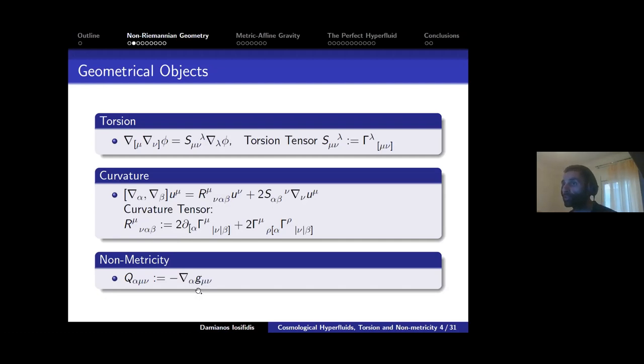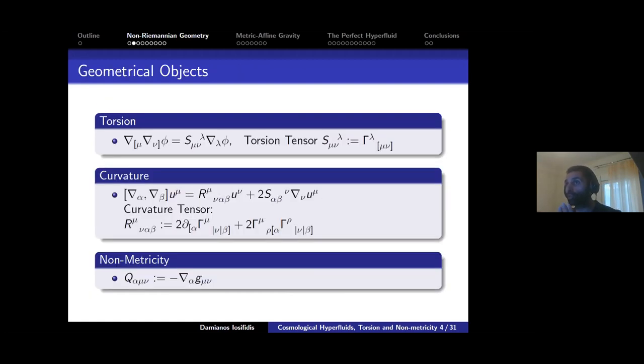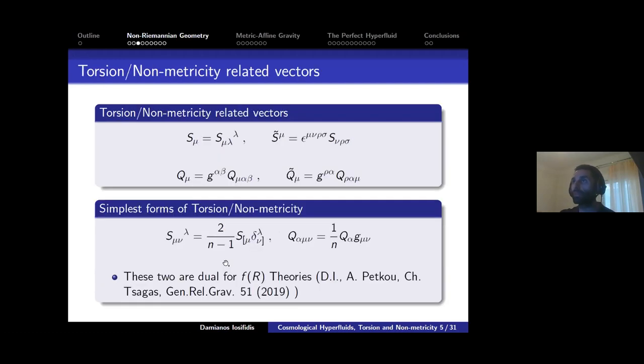We also have the non-metricity tensor, which expresses the failure of the connection to be compatible with the metric. In other words, the metric tensor is now not covariantly conserved. So we see that apart from curvature, the space now also has torsion and non-metricity. Out of these two new tensors, torsion and non-metricity, we can define new vectors by taking contractions of them.